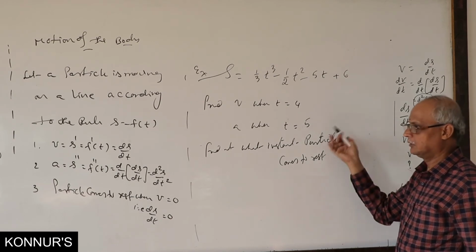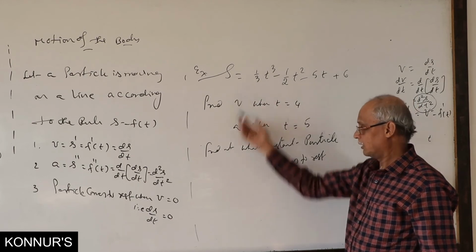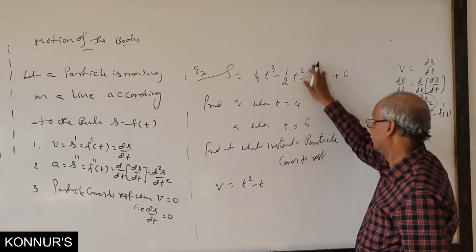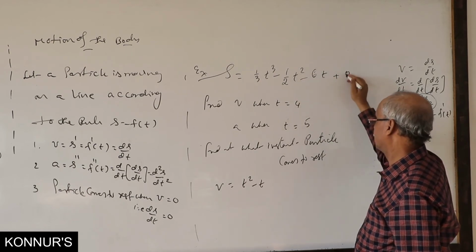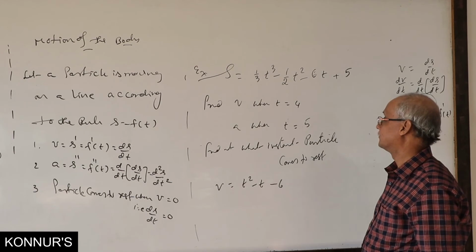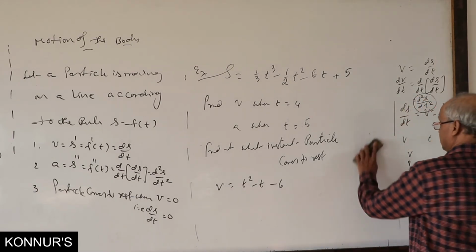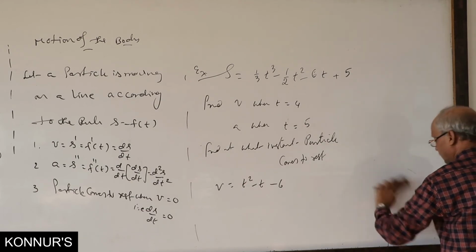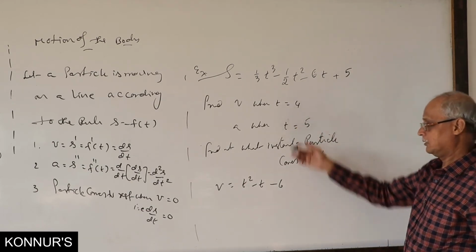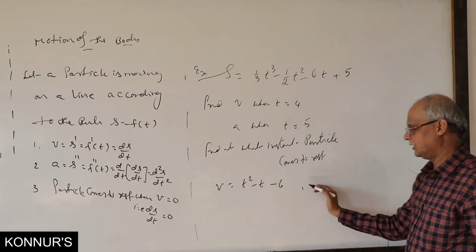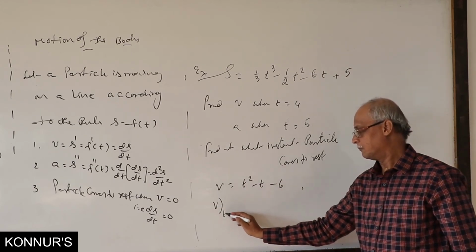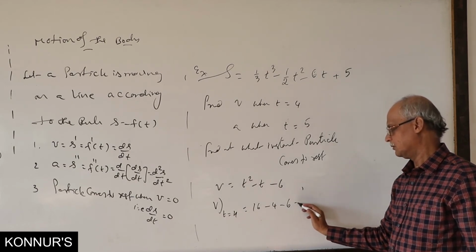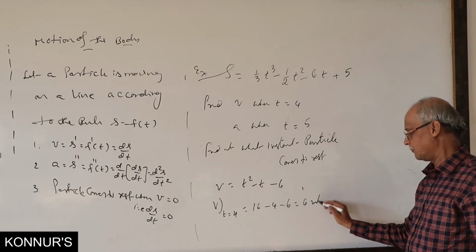Three I am doing, one they will ask you. For any reason we need derivatives only. What is the derivative? t square minus t minus 6. This is the derivative. Now he is asking t value 4. Substitute. Therefore, v at t equal to 4 is 16 minus 4 minus 6 units per second.